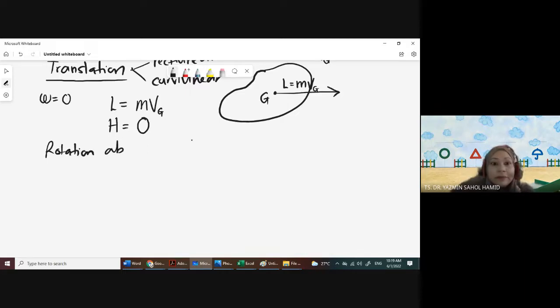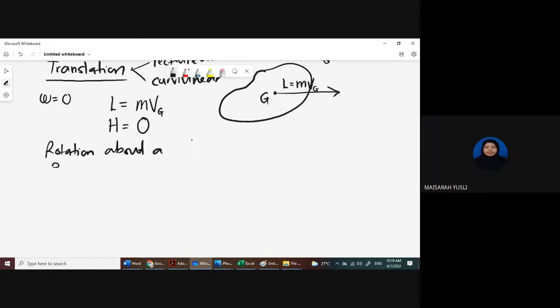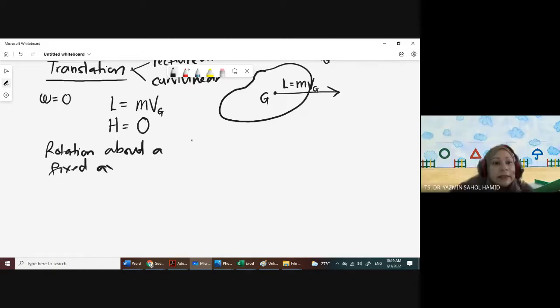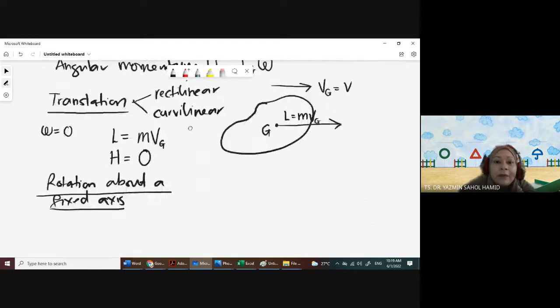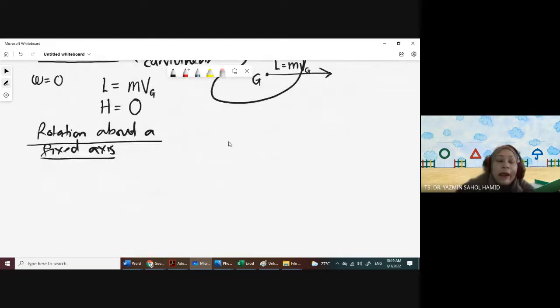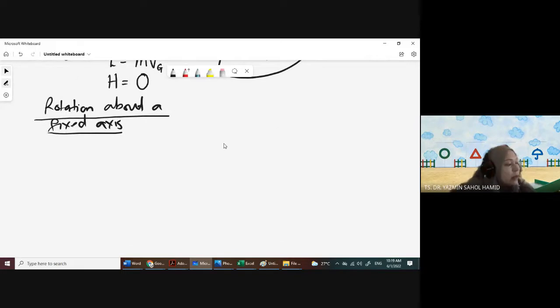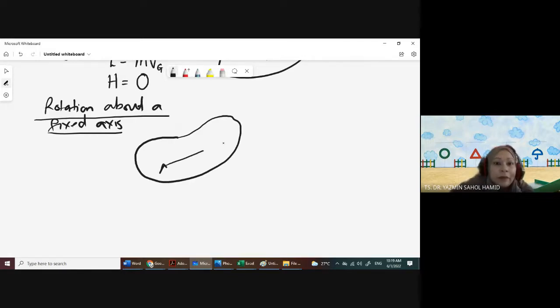Rotation about a fixed axis. I have a very good video about the difference between linear momentum and angular momentum. However, that recorded video I will give to you later, in a while. But I want you to look at it. That explains very clearly what angular momentum and linear momentum are.